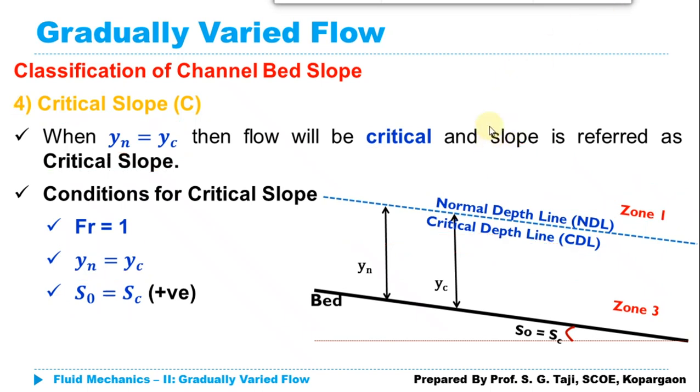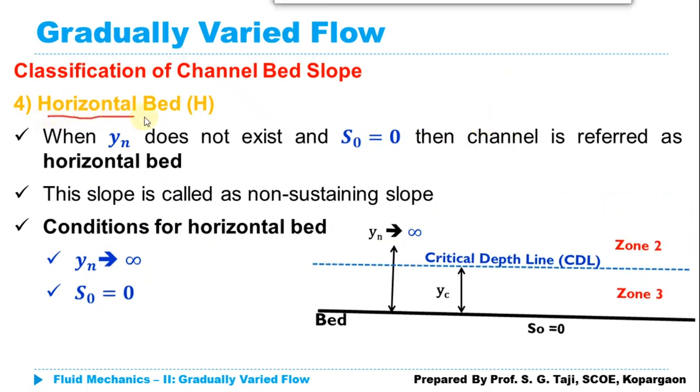This is very easy. Next, horizontal bed slope. Now when our yn does not exist, when yn tends to infinity, those are the special cases we discussed while discussing the classification. When the bed slope is equal to 0, the channel is referred to as a horizontal bed, and the slope is called a non-sustaining slope. So in this case uniform flow cannot be sustained. Now the condition we get here is yn tends to infinity and bed slope S0 is equal to 0.